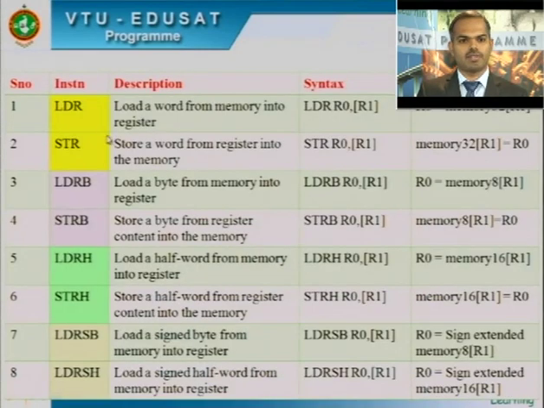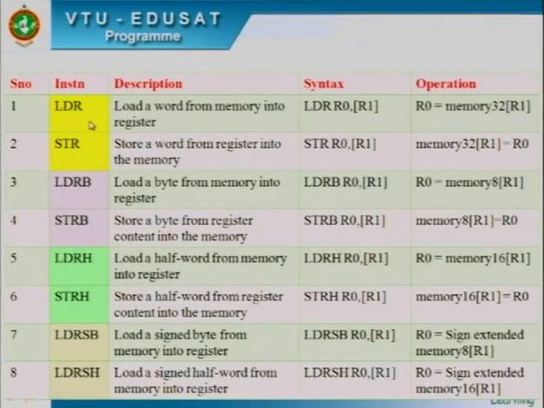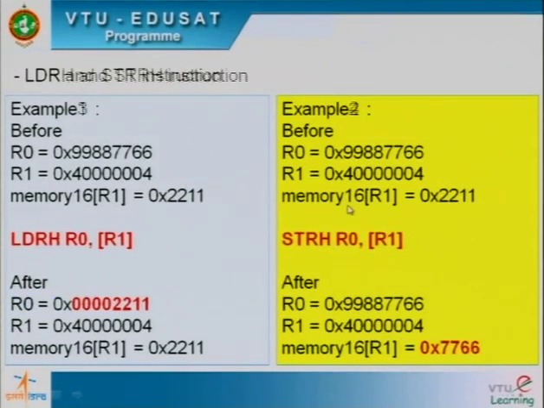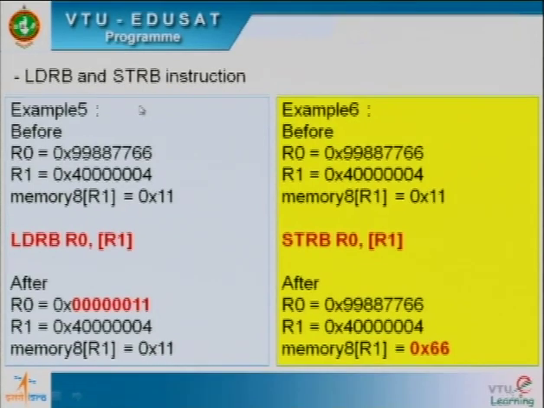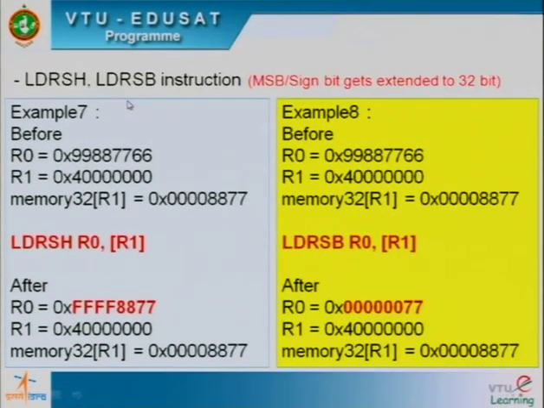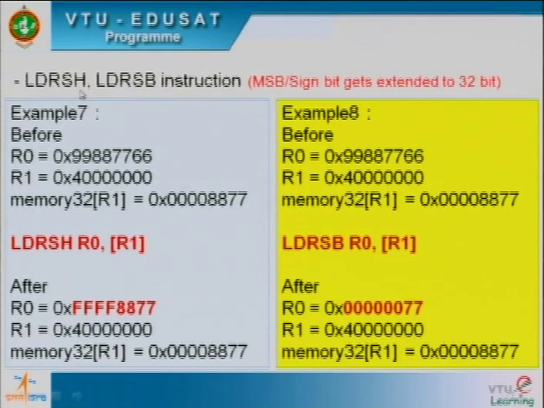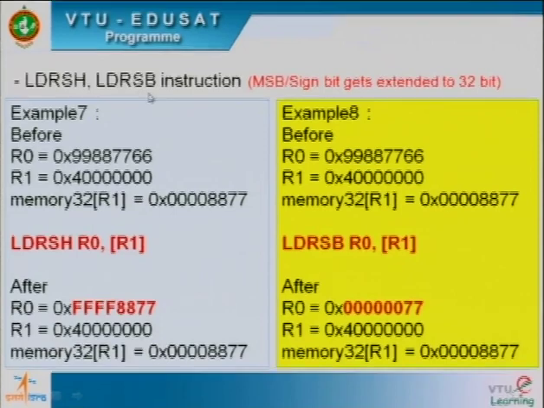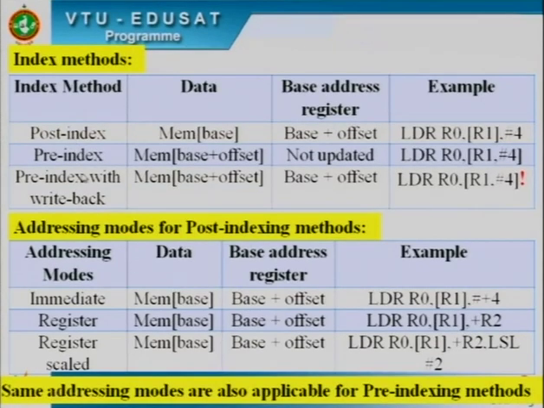And then we had a lot of different instructions in the load and store. 6 of them are unsigned instructions and 2 of them are signed instructions. We have done the discussion on the way the load and store instructions work. LDRH and STRH is for 16-bit transfer. LDRB and STRB is for 8-bit transfer. LDRSH stands for load register signed half word. LDRSB stands for load register signed byte. And there are 3 indexing methods: post indexing, pre-indexing and pre-indexing with write back.